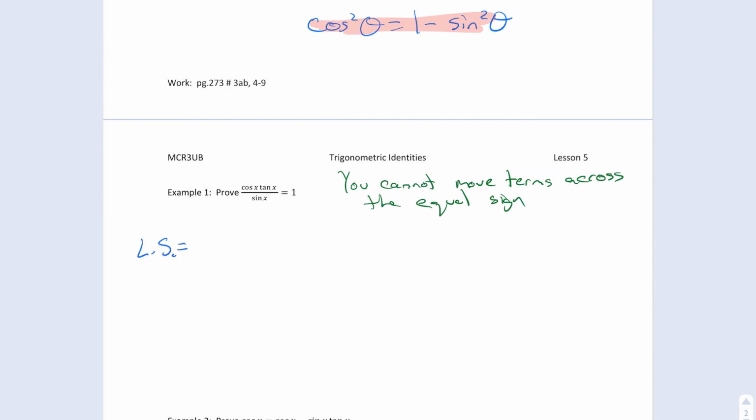So the first thing I need to do is rewrite it so I separate the two sides. So I say left side, or L.S., equals cos x tan x over sine x. And then I'm going to write it ridiculously far away just so we don't combine them. So I've got right side equals 1. So what you do is you choose one side to work with. You can work with both sides, but often it's easiest just to work with one. So you generally would choose the side that has more terms in it or more things to work with.